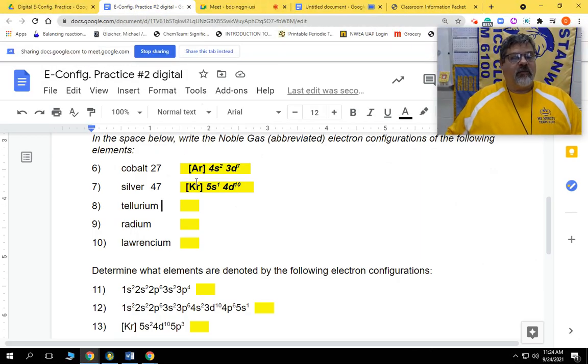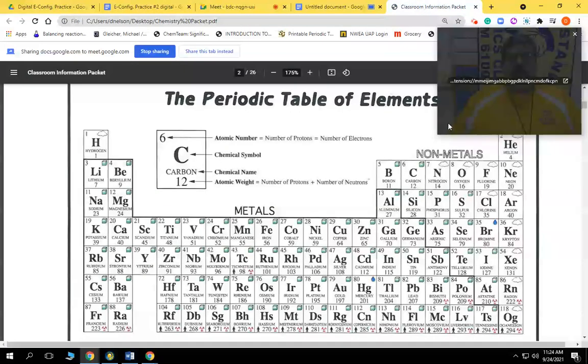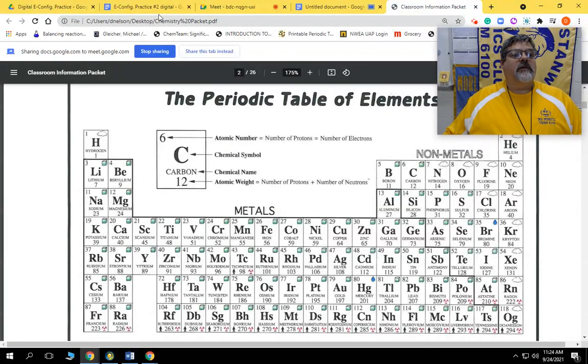So let's go back with this, and we're going to go ahead and copy this one down right here. So we're going to copy that, and we're going to paste that right there. And we're going to refix this because we know we're going past silver. Oh, do you remember what the atomic number of tellurium was? Now let's go back and look at that. Tellurium is 52. There we go.